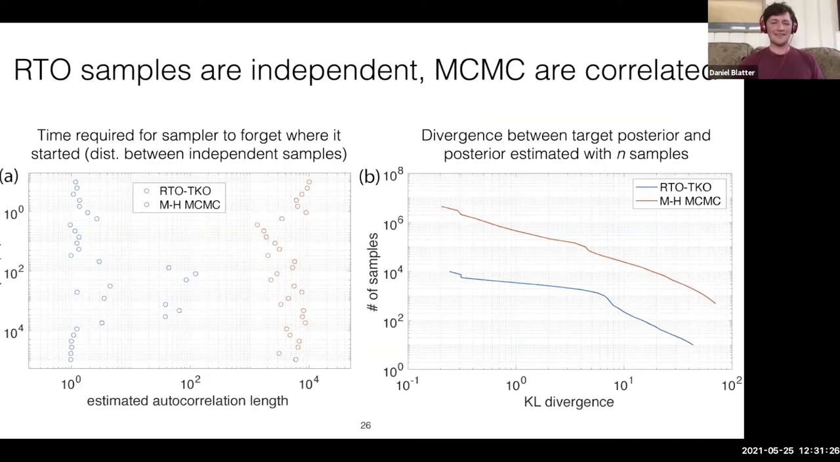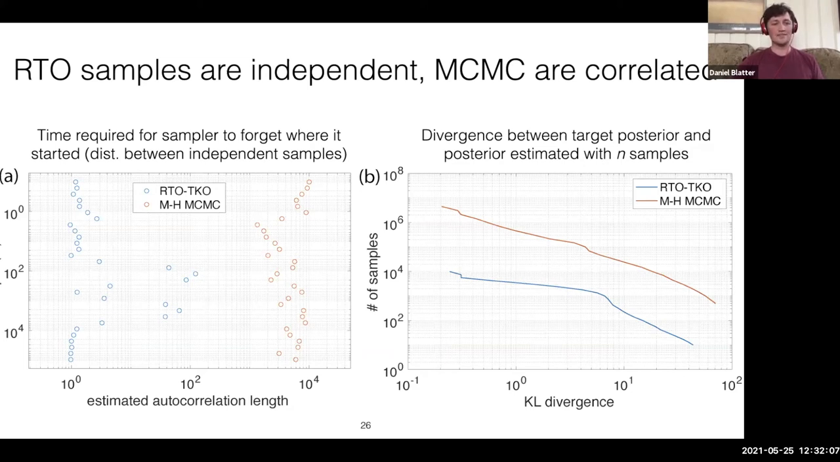And this is the part that gets me really excited, because now we're going to be talking about the computational advantages of RTO, which are truly staggering relative to MCMC. RTO samples are independent of one another, while MCMC samples are correlated, and that really has strong implications for the computational efficiency and specifically the runtime. So on the left, you see the estimated autocorrelation length, or integrated autocorrelation time. It's essentially the time required for a sampler to forget where it started, or in other words, the distance between independent samples. On the y-axis, you have depth in meters, so basically model parameter, and on the x-axis, the distance between independent samples.